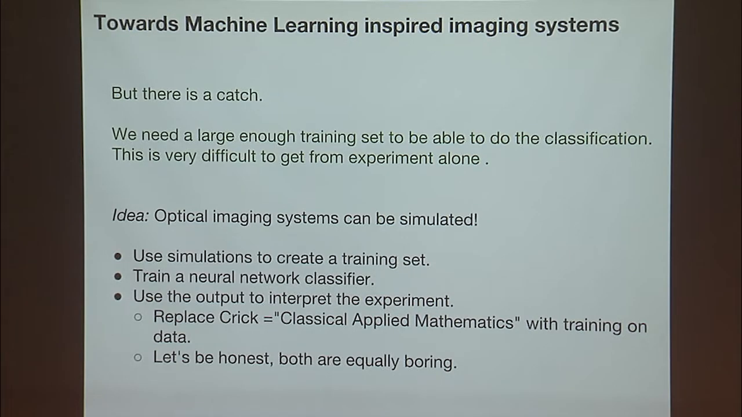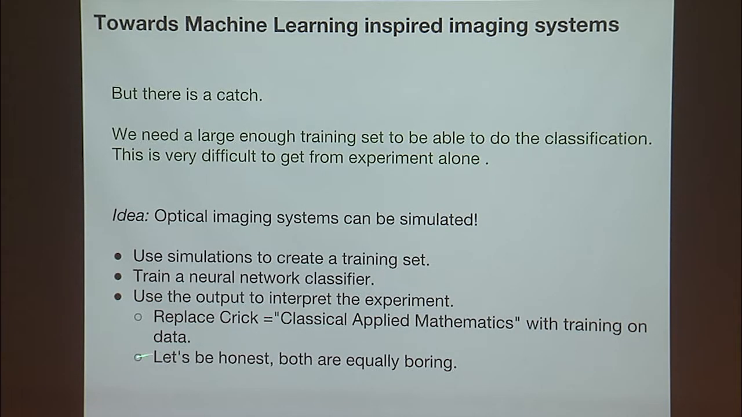Since you use simulations to create a training set, you can make as many simulations as you want, and you can label them. Then you can build a neural network classifier to figure out what it is in the training set. And then, and this is the tricky bit, you use the output of the neural network, which is trained on the simulated data, to interpret the experiment. And this basically replaces Crick with the neural network.